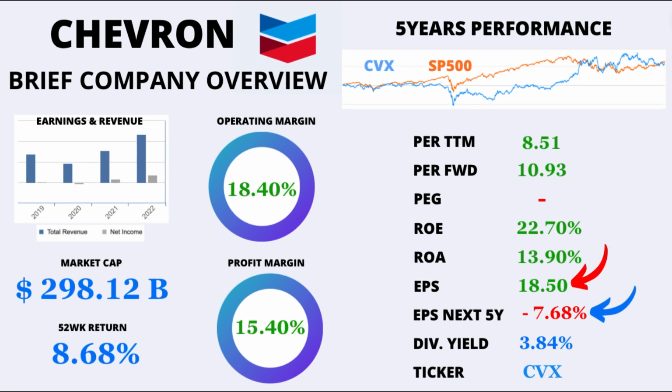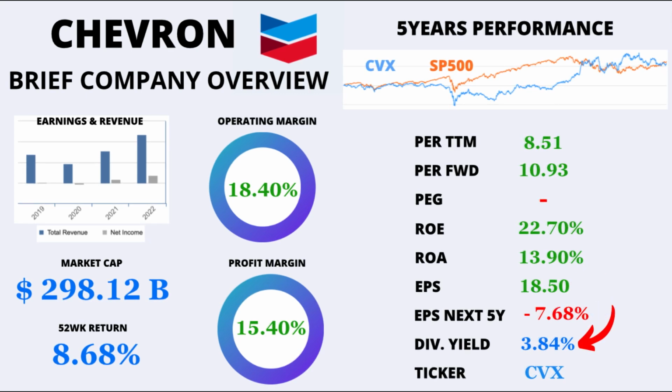Now, let's talk about earnings per share. Currently, Chevron's EPS is $18.50, reflecting the company's earnings for each outstanding share of stock. However, when we look at the EPS growth for the next 5 years, we see a negative figure of -7.68%, suggesting a projected decline in earnings.